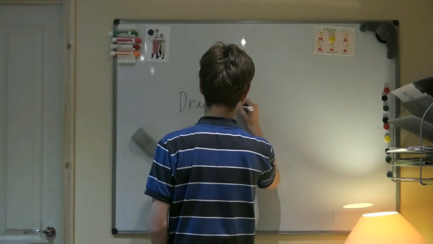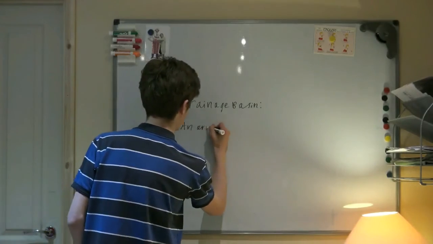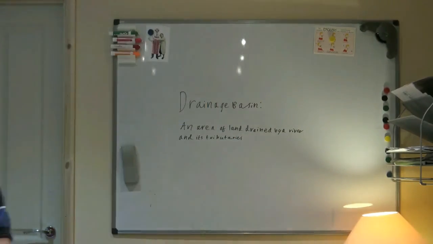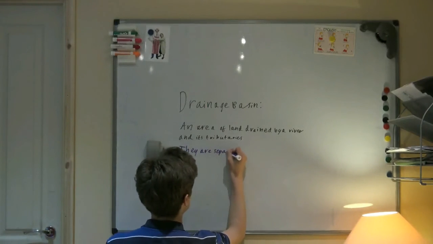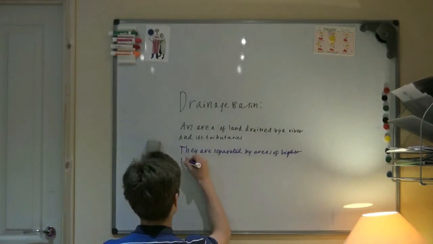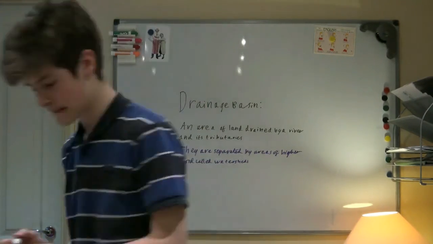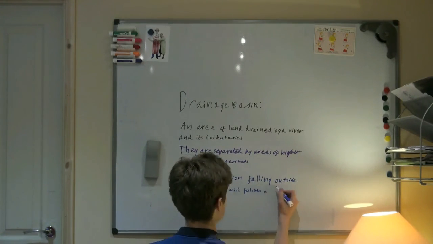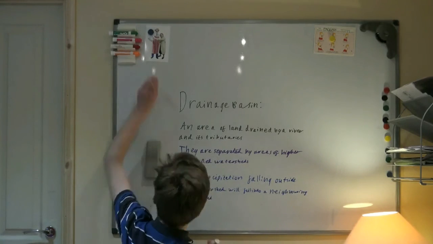Wherever you are, at home or at school, you'll be on a drainage basin. A drainage basin is an area of land drained by a river and its tributaries. They are separated by ridges of higher land, called watersheds. Any precipitation falling outside the watershed will drain into a neighbouring basin.